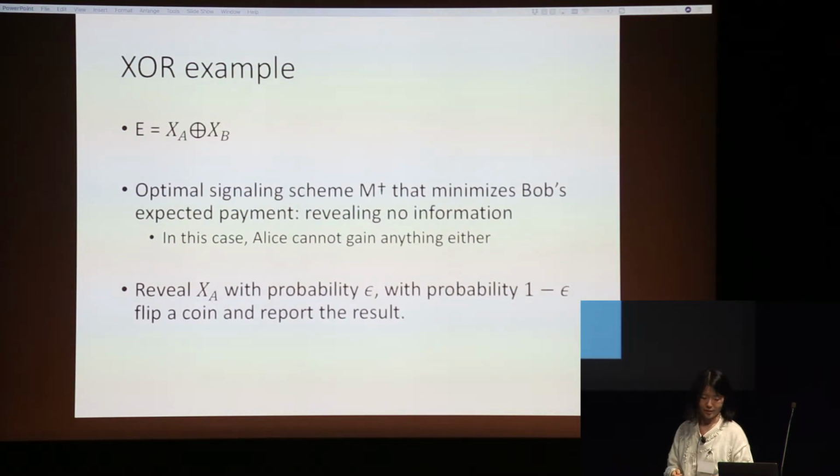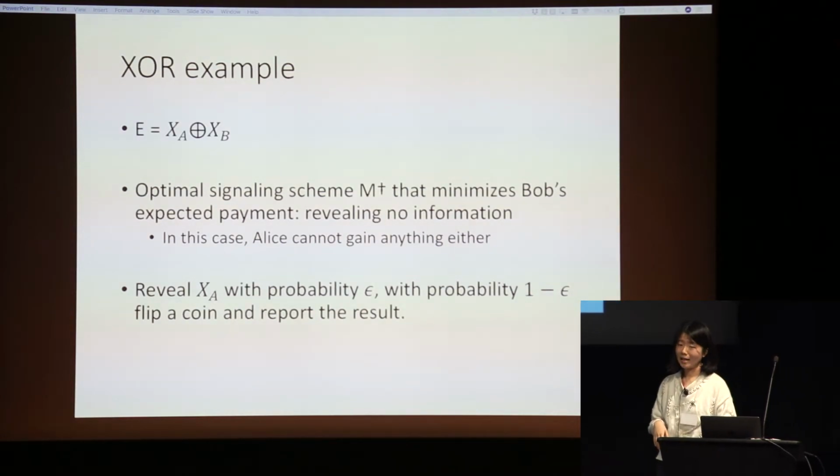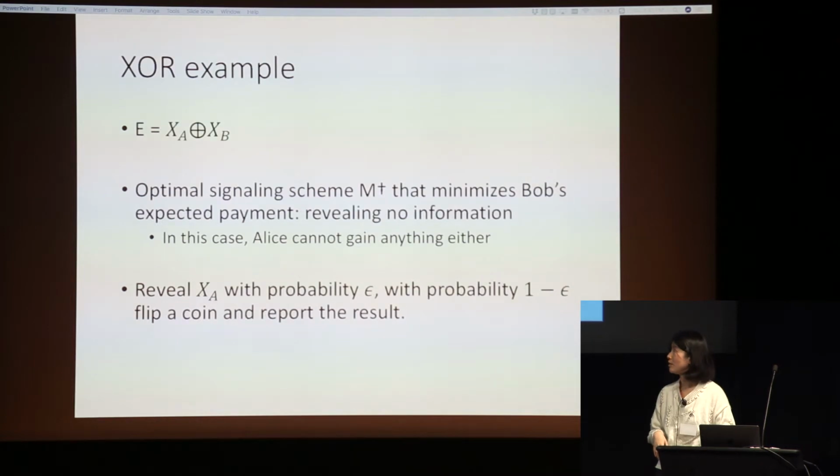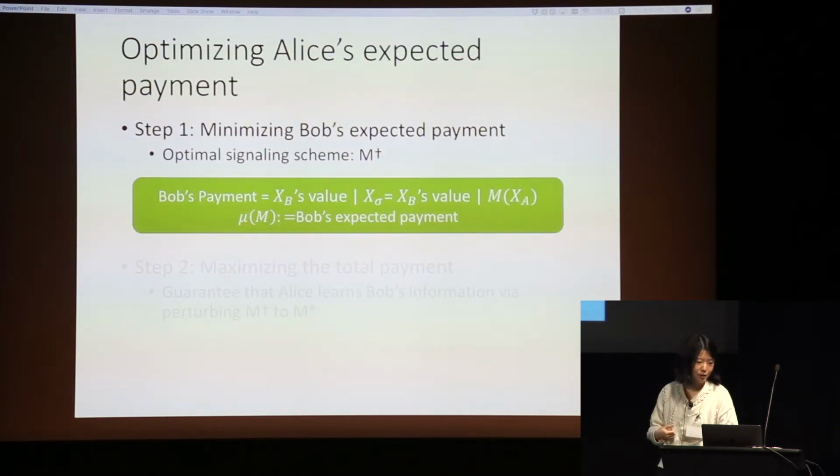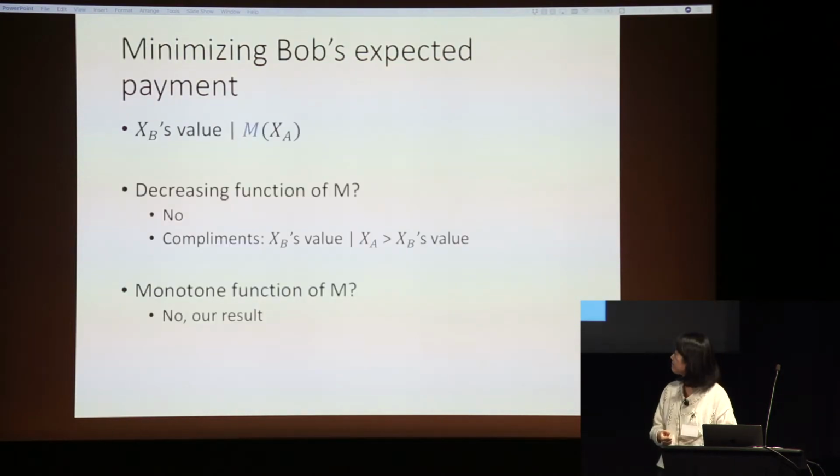So that is the second step. So we don't need to worry about Alice cannot learn Bob's information. We should only focus on the first step, which is how to minimize Bob's expected payment.